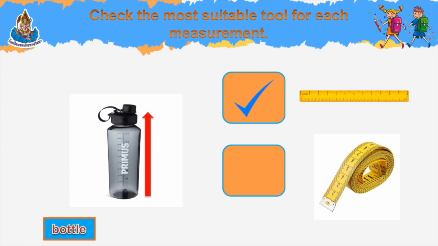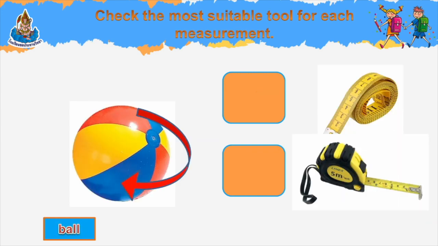Next one. How about this one? It's a ball. I want to measure the circumference. Which one should I use? A plastic tape measure or a metal tape measure? Yes, you're right. We're going to use these ones. A plastic tape measure. It measures curvy things.